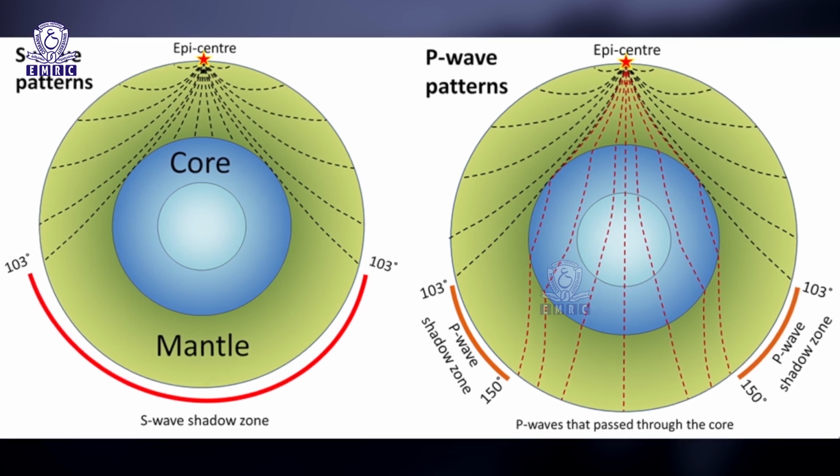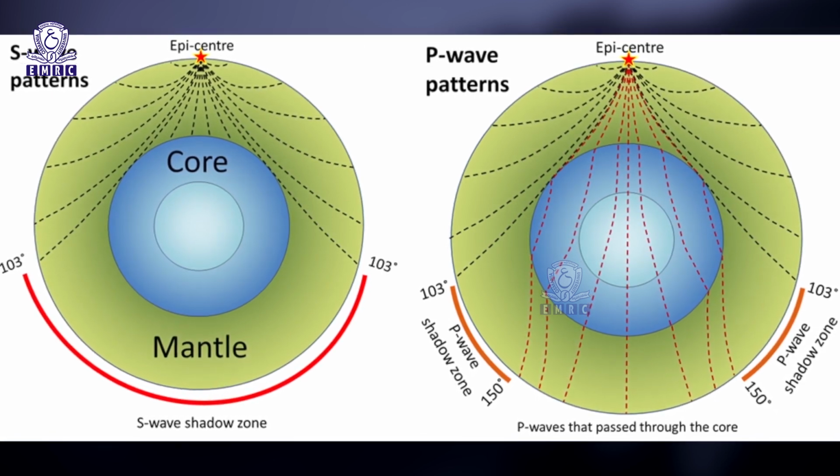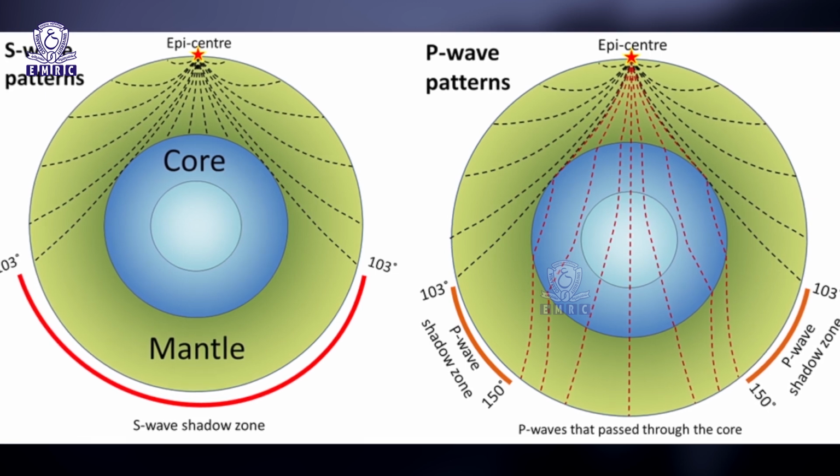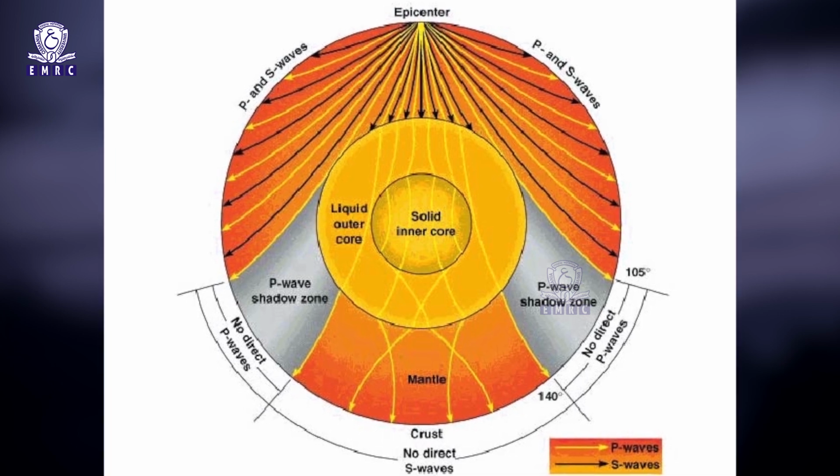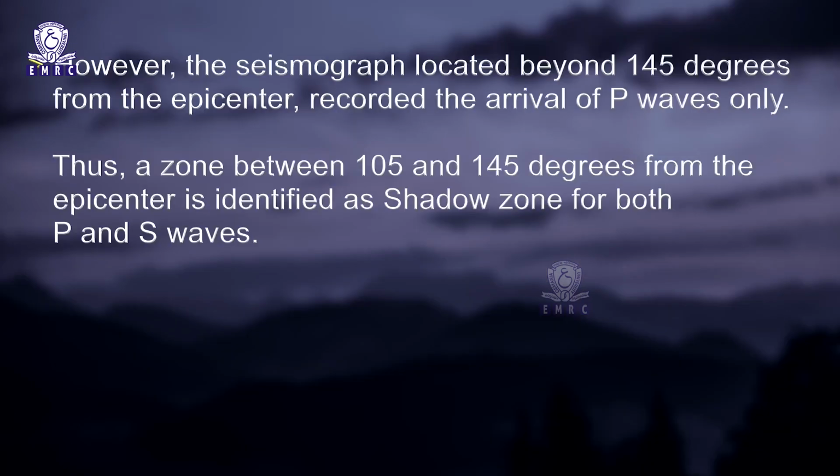As seen from the figure, at any distance up to 105 degrees from the epicenter, both P and S waves are recorded. However, the seismographs located beyond 145 degrees from the epicenter recorded the arrival of P waves only. Thus, a zone between 105 and 145 degrees from the epicenter is identified as the shadow zone for both P and S waves.